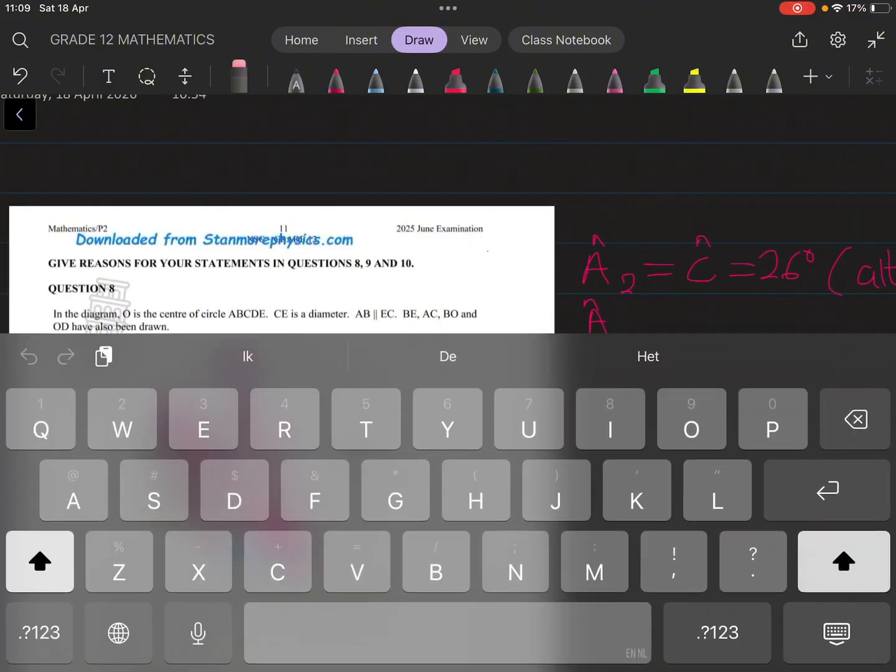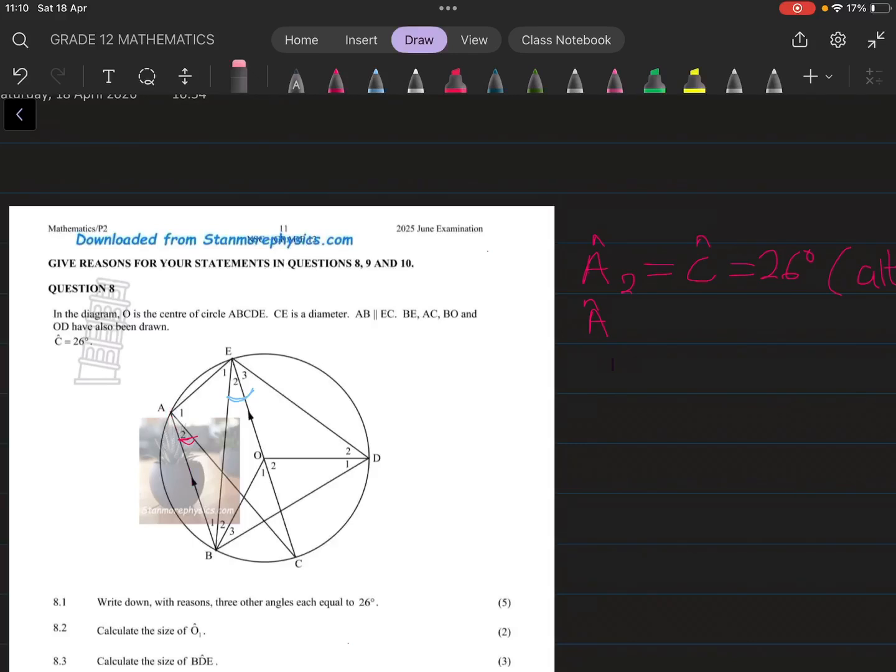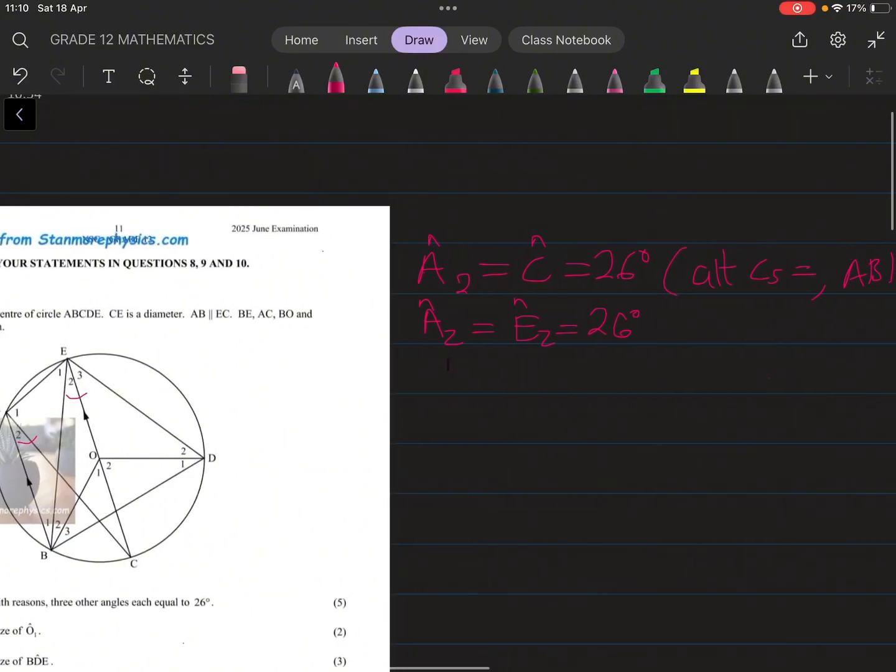Okay, right, arc BC. Then we have our angle A2, which is equal to angle E2. That is equal to 26 degrees. The reason is angles in the same segment, or angles subtended by the same arc.